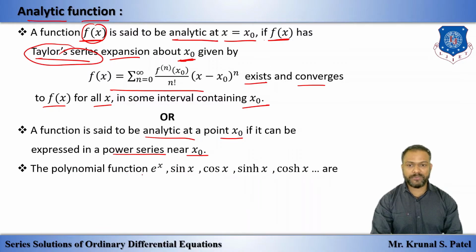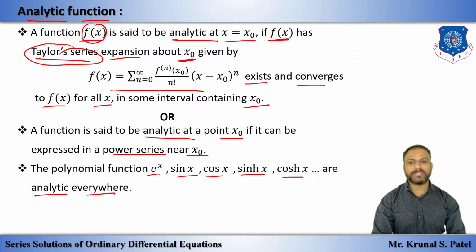And the polynomial functions like e raised to x, sin x, cos x, sinh x, cosh x, all are analytic everywhere. Okay, that means you can find the Taylor series for these functions at any point, for all x, which exists and converges also.